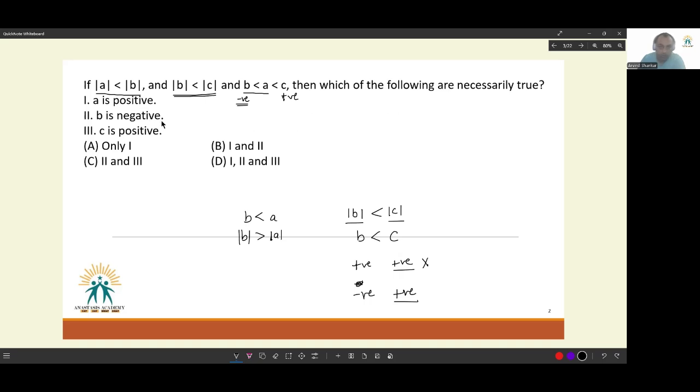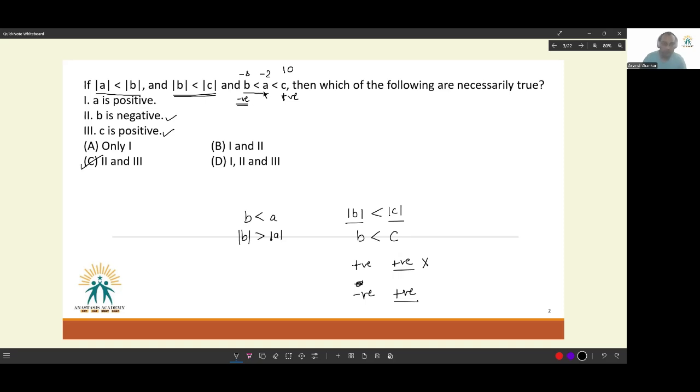Then which of the following are necessarily true? 2 and 3 will necessarily be true. I can go ahead and prove that A could be positive or A could be negative. Both of those are possible. Let's say if I take the value of B as -8, A as -2, and C as 10, every condition would be satisfied. Mod A is less than mod B. Yes. Mod B is less than mod C. Yes.